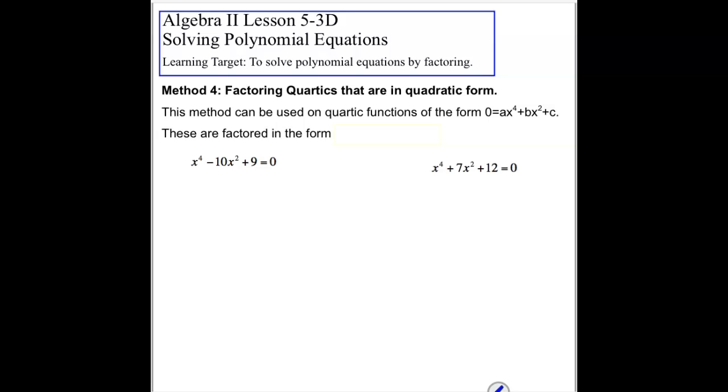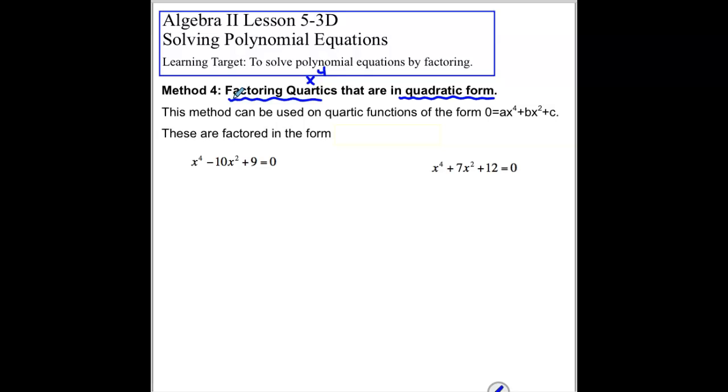All right, today we're going to finish up section 5.3, continuing to solve polynomial equations by factoring. But our technique today is to look at factoring quartics. Those are the ones that have an x to the fourth in them. And we're looking at specific quartics that we refer to as being in quadratic form. That means they're not quadratics, but they kind of resemble them in terms of how they would factor.